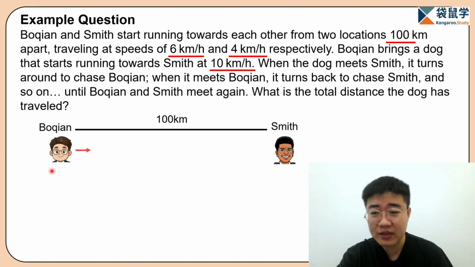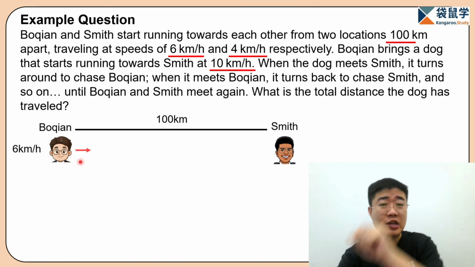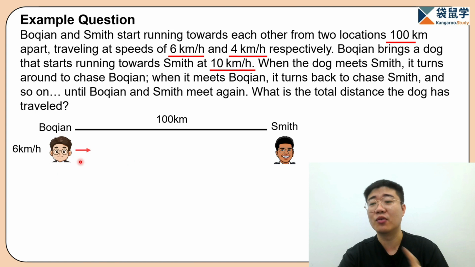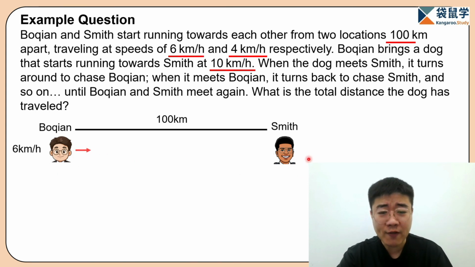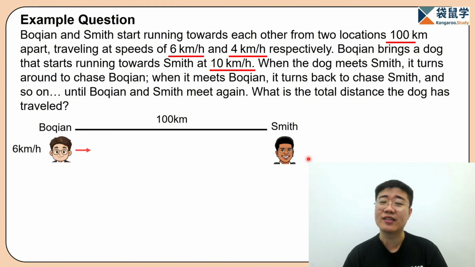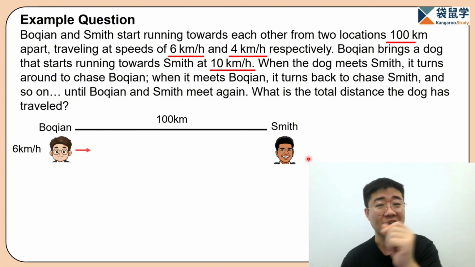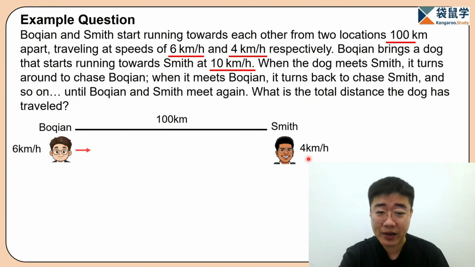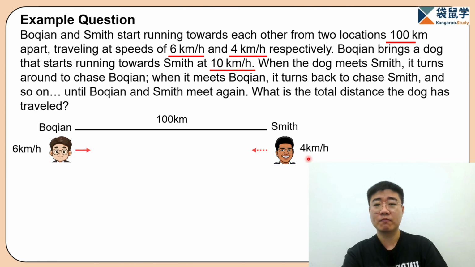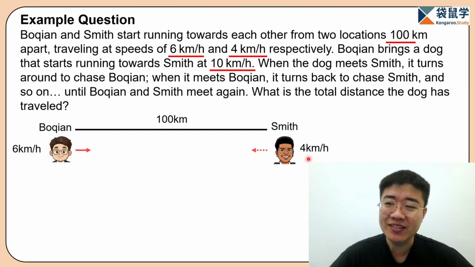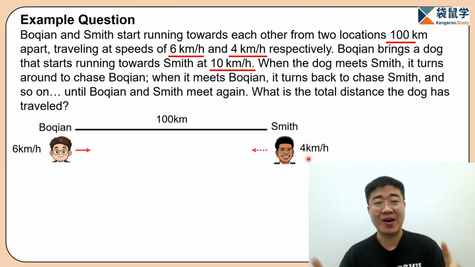So Teacher Chen, suppose now he is traveling to the right. We know the speed is 6 km per hour. Now for Teacher Smith, since they are traveling towards each other, Teacher Smith must be going to the left, now traveling at a speed of 4 km per hour. Is that all the important information? No, this is not everything, right?